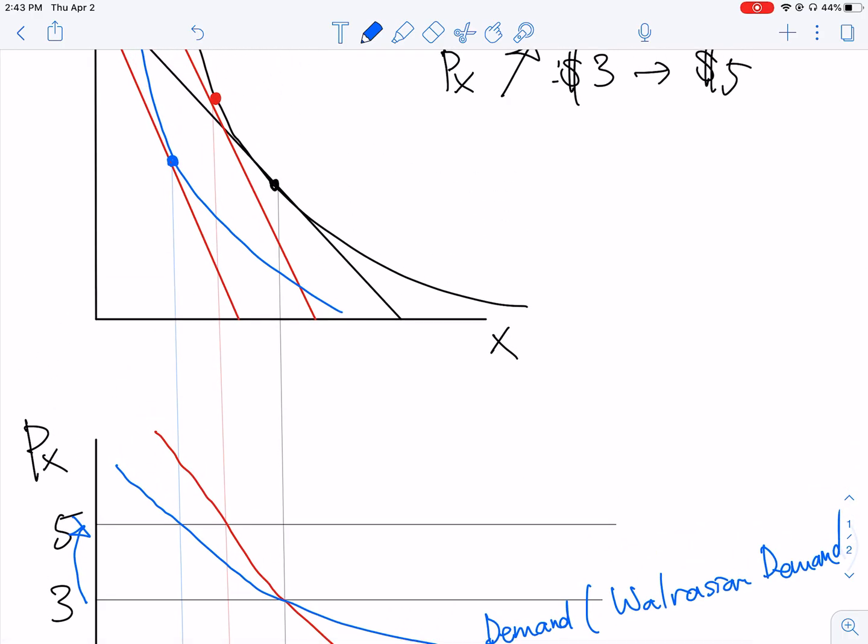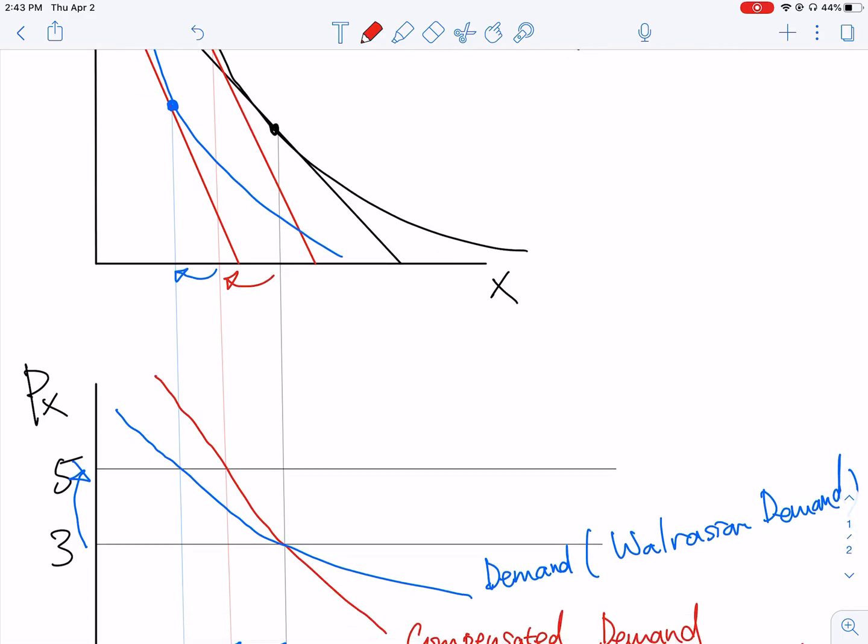And when I drew this picture, I drew it so that this good X is a normal good, in the sense that when income goes down, the consumption goes down. So it's a normal good. And of course, the substitution effect is always negative, right? So the income effect is in the same direction as the substitution effect. So when I draw the demand curve, it's going to be flatter, because it's reacting to the price change more than the compensated demand reacts to the same price change, right?